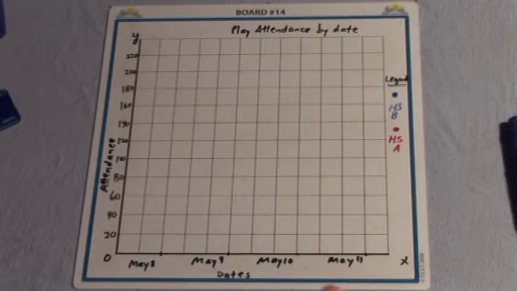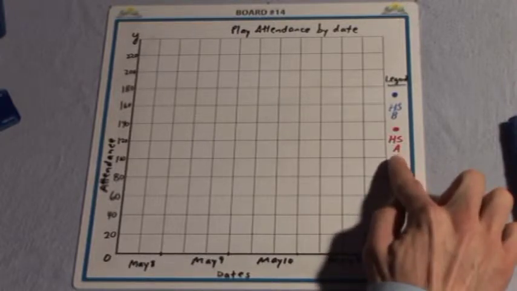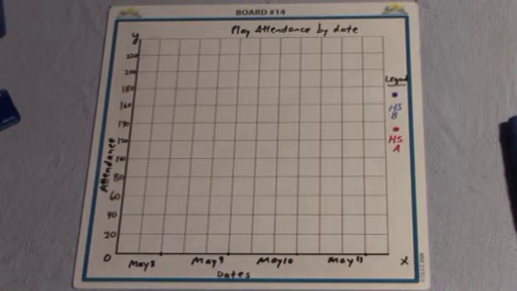Along the bottom we've labeled the x-axis with the dates, and along the y-axis we've labeled the attendance from 0 to 220, which is the most appropriate scale that constrains all of the data for both high schools. Over on the right side you can see that we have placed a legend in the white space. We can see that the blue represents high school B and that the red represents high school A.